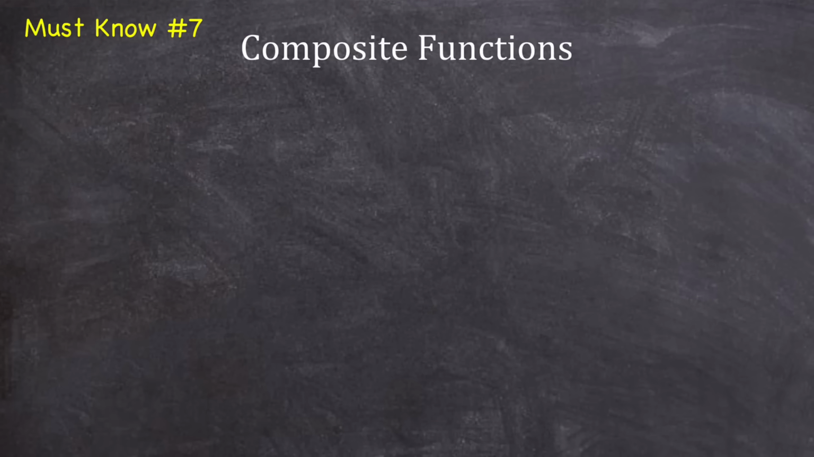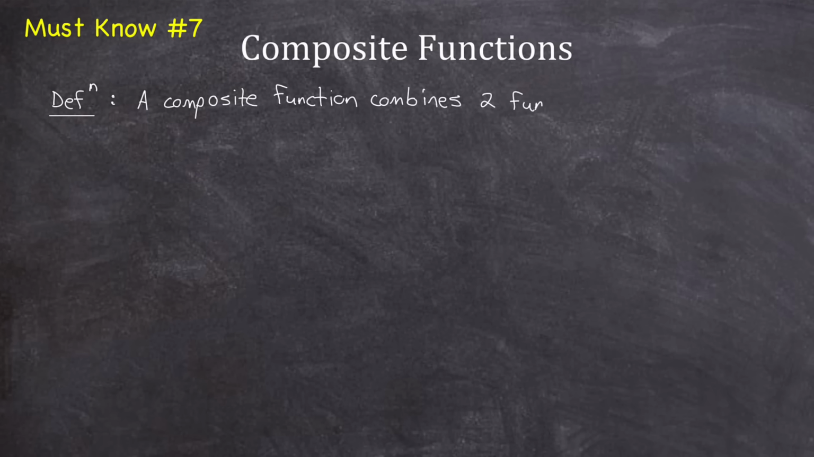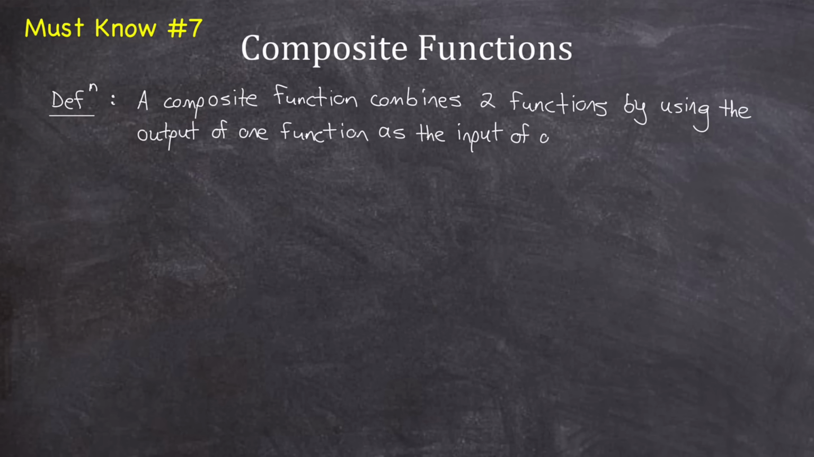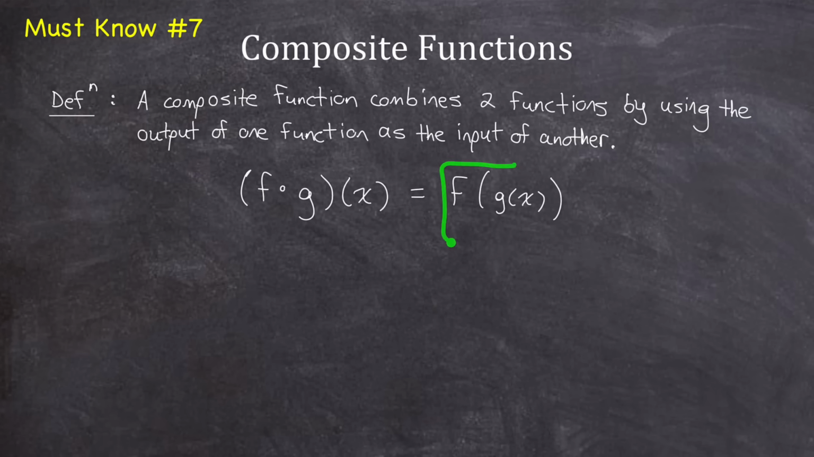Must know number 7, composite functions. Let's start with the definition. A composite function combines two functions by using the output of one function as the input of another. And there are two notations to indicate that we have a composite function. Both notations mean that f is composed with g of x, but the one on the right is more commonly used.